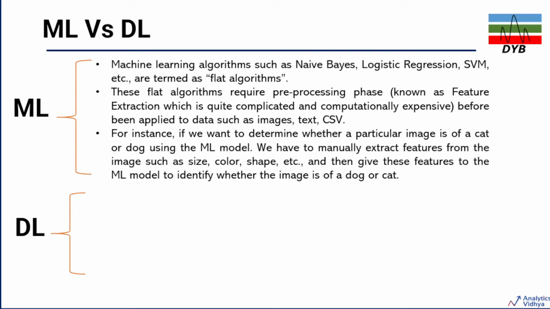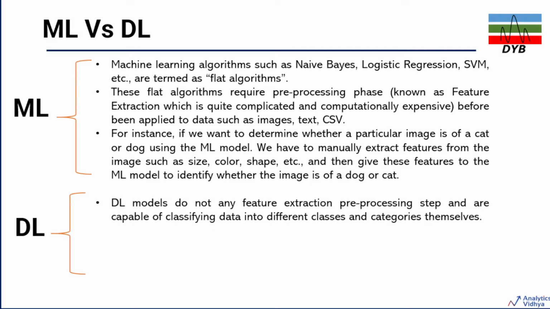For instance, if we want to determine whether a particular image is a cat or a dog using a machine learning model, we have to manually extract the features from the image, such as the size, the color, and the shape, etc. And then give these features to the machine learning model to identify whether the image is of a dog or a cat. But in deep learning, it's different.